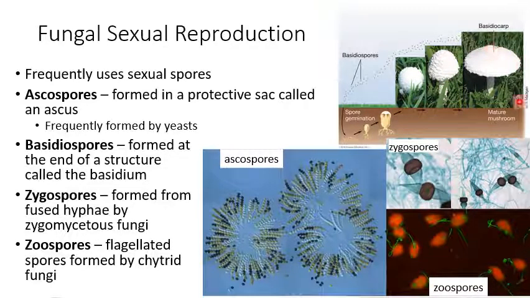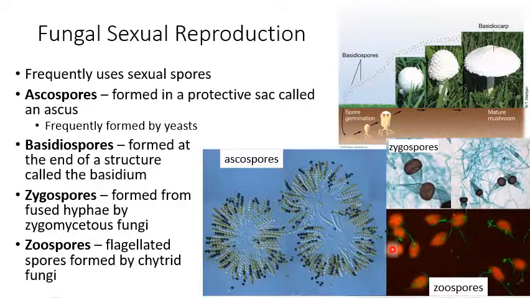Then you have zygospores, which are shown right here. These are formed in an unusual way: a couple of different hyphae fuse together to form these spores, and the dark balls are the actual zygospores. The branches leading up to them are the hyphae that fused together to form the zygospore.